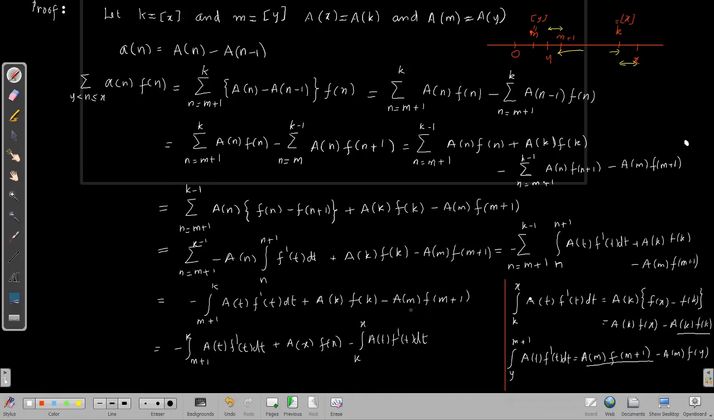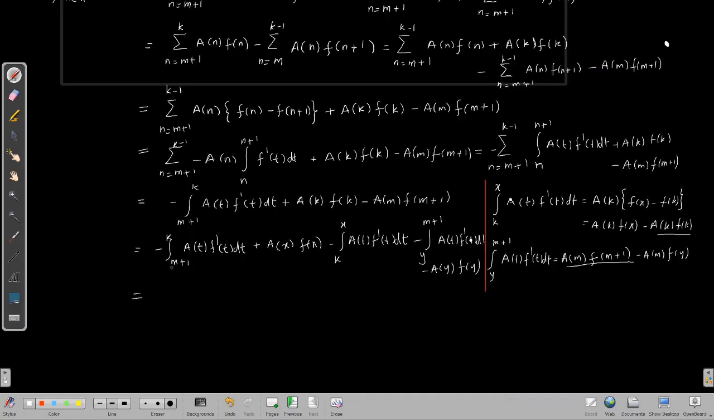Then we replace this minus a of m f of m plus 1. So minus of that, we can transpose this a of m f of m plus 1 to the left, and we can transpose this integral to the right. So that will be minus the integral from y to m plus 1 of a of t f dash t dt, minus the remaining term a of m f of y. A of m f of y is the same as a of y f of y, minus a of y f of y.